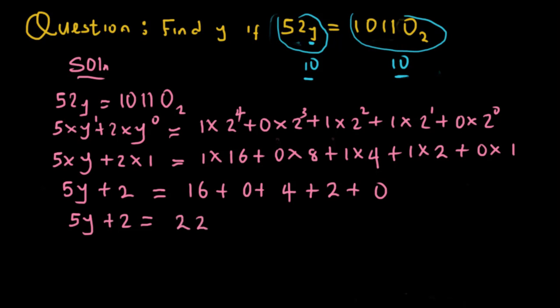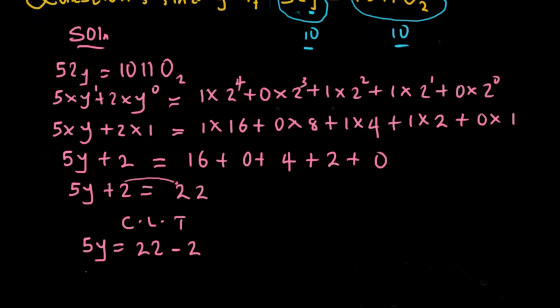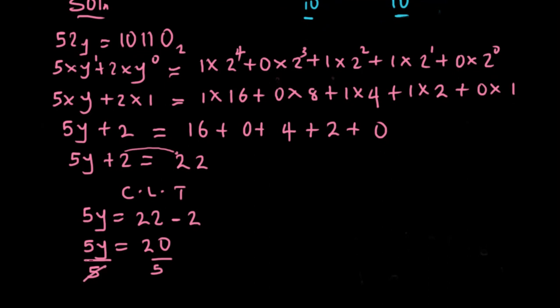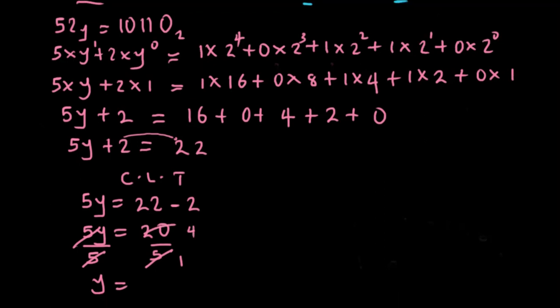So we have 5y plus 2 equals 22. Now we have to collect like terms. 2 goes to meet 22, so we have 5y equals 22. When 2 crosses the equals sign, it becomes minus 2. Do you understand? So we have 5y equals 22 minus 2 is 20. To find y, we divide both sides by 5. It means that 5 here cancels 5. We are left with y equals 20 divided by 5, which is 4. So it means that y equals 4. And this is our answer. Do you understand?